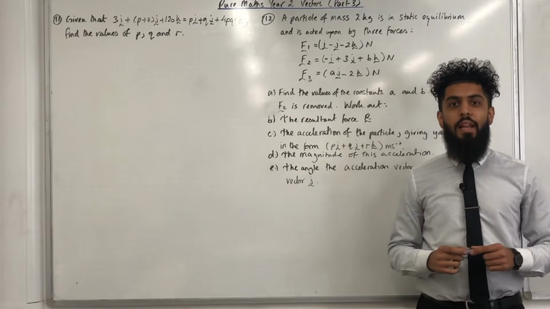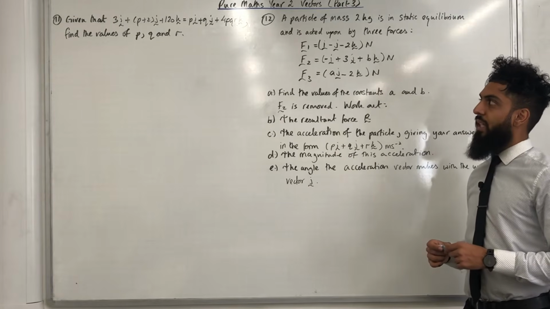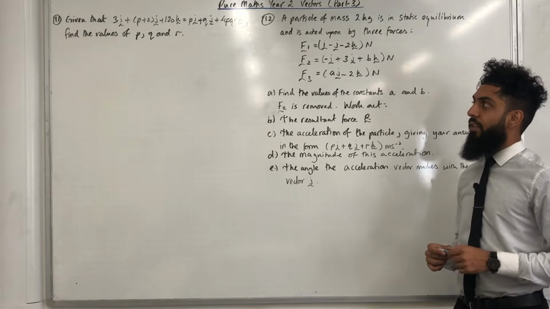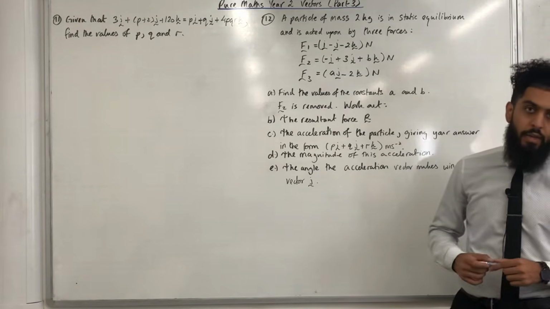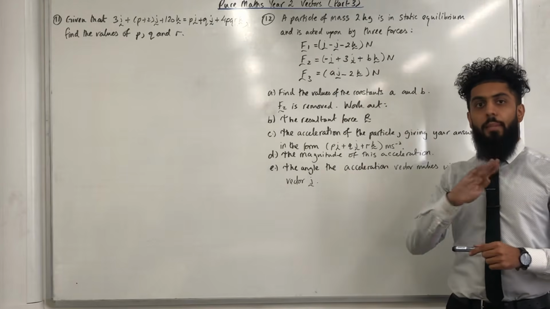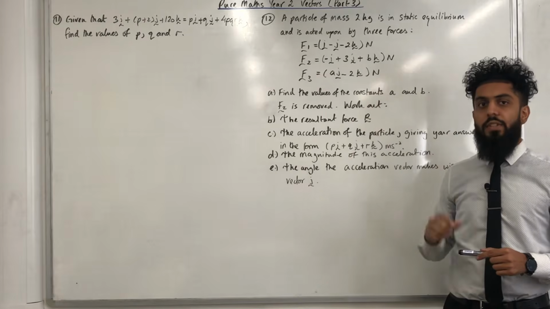Moving on to question number 11. Given that 3i + (p + 2)j + 120k is equal to pi + qj + 4pqrk, find the values of p, q and r. Now we can find the values of p, q and r by comparing the coefficients for i, the coefficients for j and the coefficients for k.